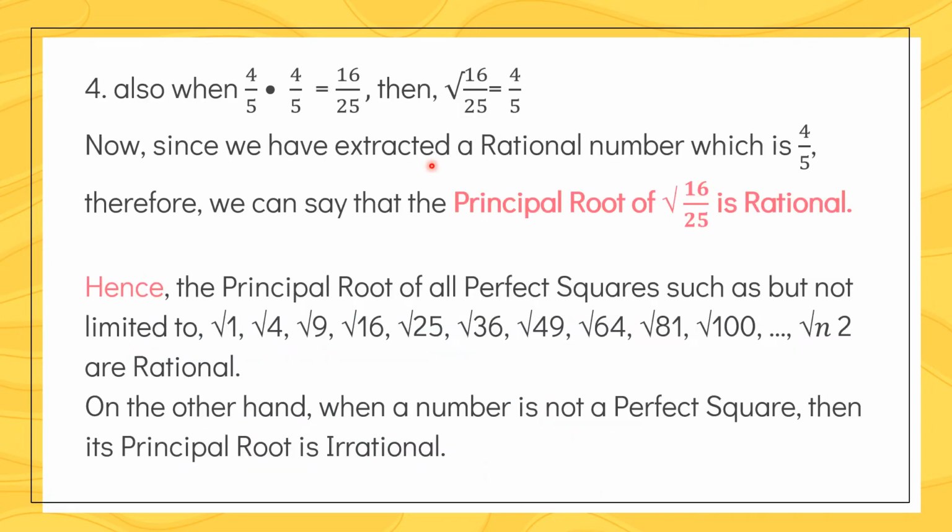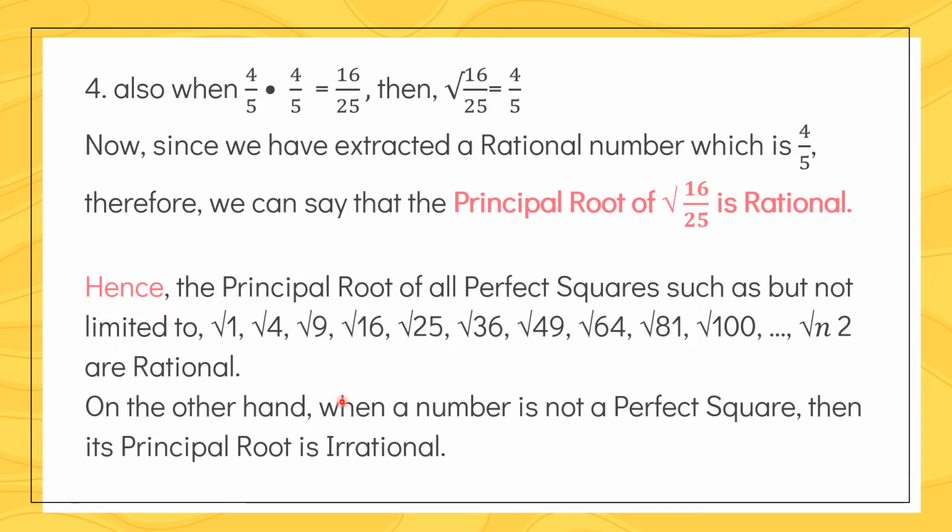Also, when 4 over 5 times 4 over 5 is equal to 16 over 25, then the square root of 16 over 25 is equal to 4 over 5. Now, since we have extracted a rational number, which is 4 over 5, we can say that the principal root of 16 over 25 is rational.